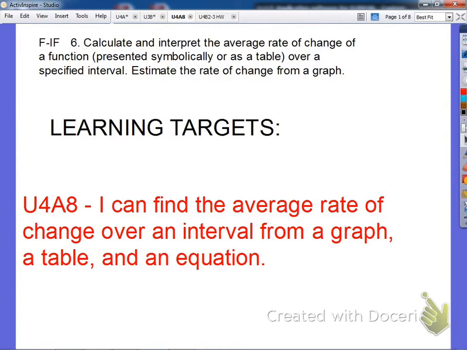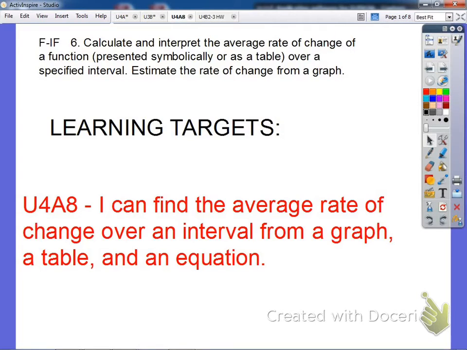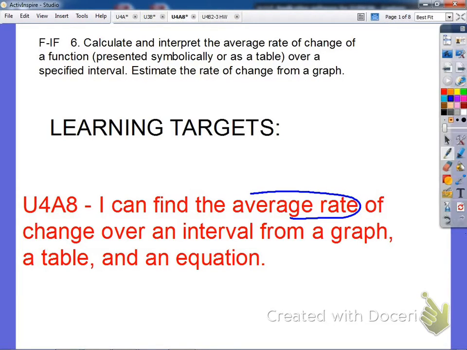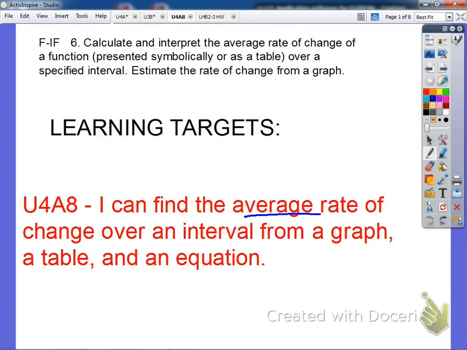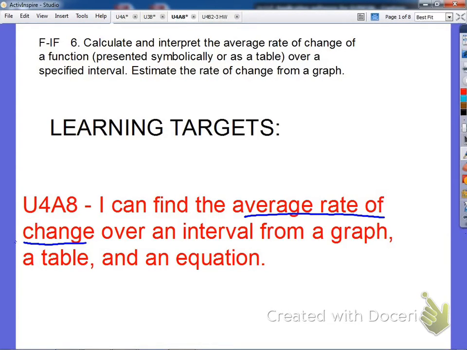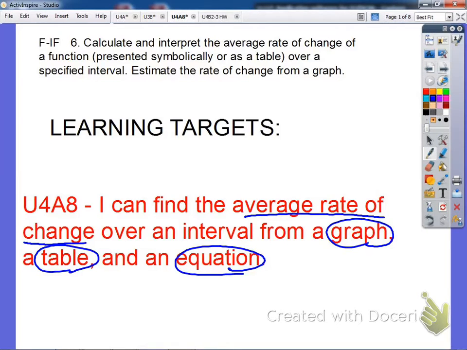All right, in this lesson we are finding the average rate of change over an interval from a graph, a table, and an equation. Okay, so the key idea here is we're finding the average rate of change over an interval from a graph, a table, and an equation. Average rate of change. And this is at an algebra 2 level of this concept. This concept goes deeper into calculus and beyond. But we're going to look at an algebra 2 level.